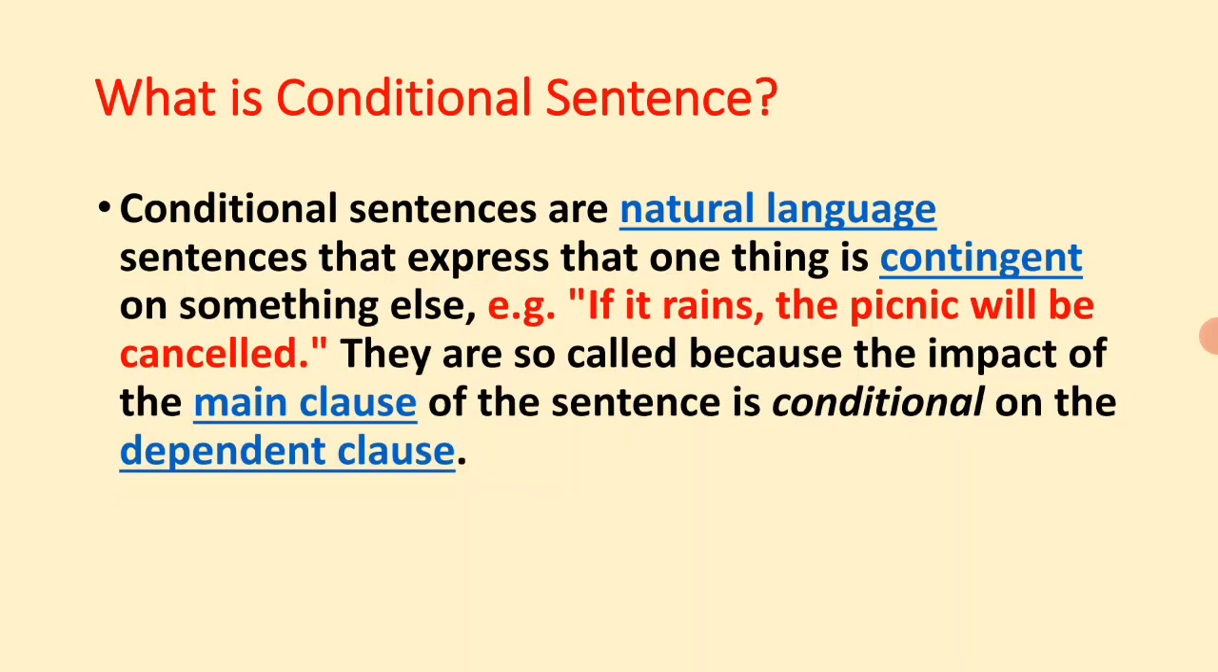So what is a conditional sentence? Conditional sentences are natural language sentences that express that one thing is contingent on something else. See the example. If it rains, the picnic will be cancelled.